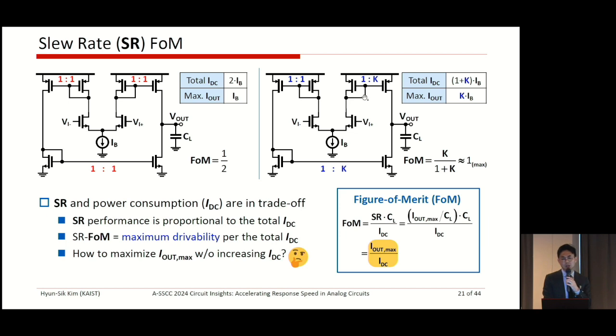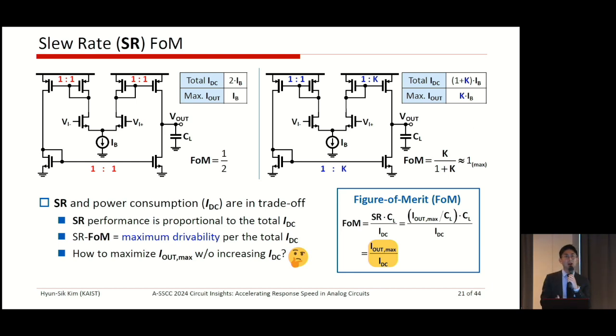Due to the current amplification by the 1-to-K current mirror, we can further maximize the output current, which is boosted to K times IB. But as I mentioned before, the current mirror behaves the same in the large signal domain and the small signal domain, so the static power consumption also increases by a factor of K. So the maximum slew rate and static current consumption are highly correlated.